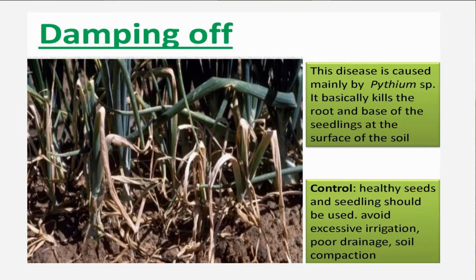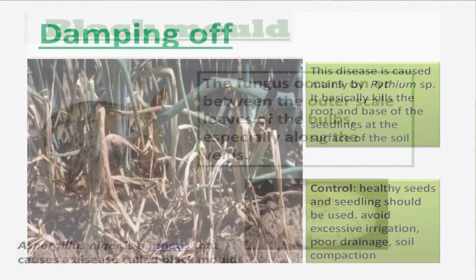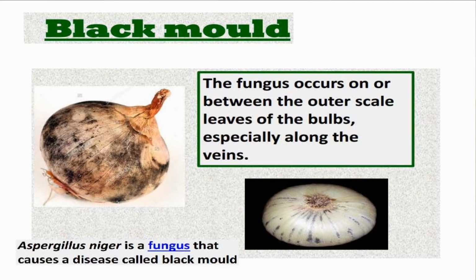Eventually your crops are going to die. And black mold. You've seen this one, right? This fungus occurs on or between the outside leaves of the bulb, especially along the veins, like what you can see here. Aspergillus niger is a fungus, and this is it, black mold. It's normally aesthetic. This is at the stage where you're looking to sell, and people that know might not want to buy. All right, so you have to be very careful with this one also.